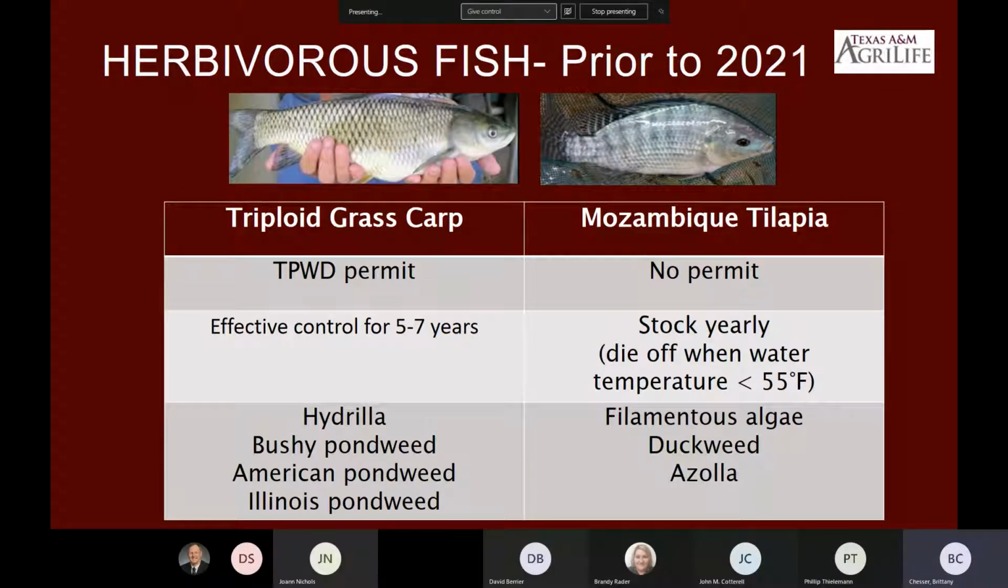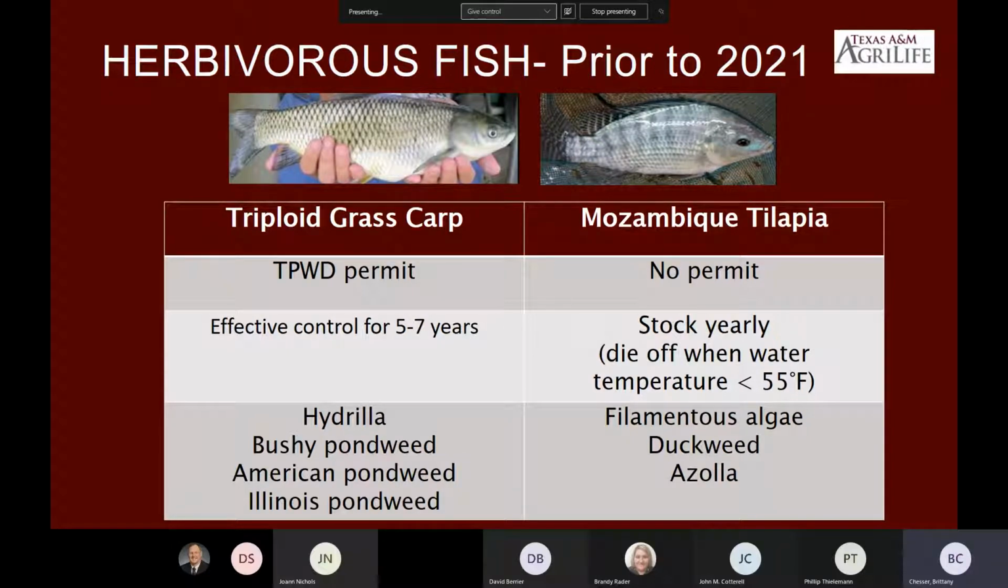So moving on to our herbivorous fish. This is the information that you would typically see prior to the effective date of January 27th, 2021. Triploid grass carp require a permit from Texas Parks and Wildlife Department. They do require that you have an escapement barrier on your inflow and your outflow pipes to prevent any escapees.